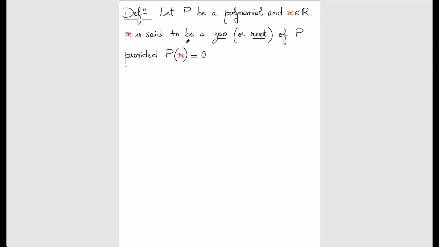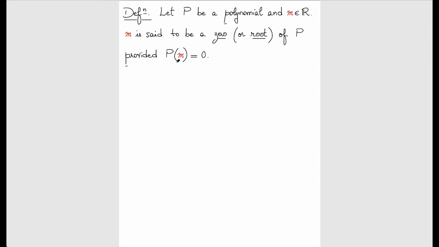So what are the zeros of a polynomial? They are the numbers that solve the equation p of x equals 0, right? This would be the algebraic property. So any number that solves the equation p of x equals 0 is called the zero or a zero of a polynomial or a root of a polynomial.